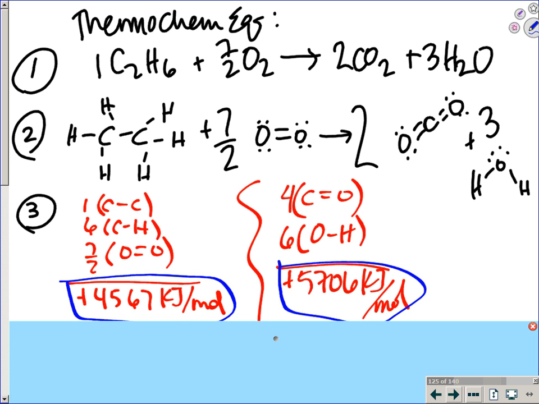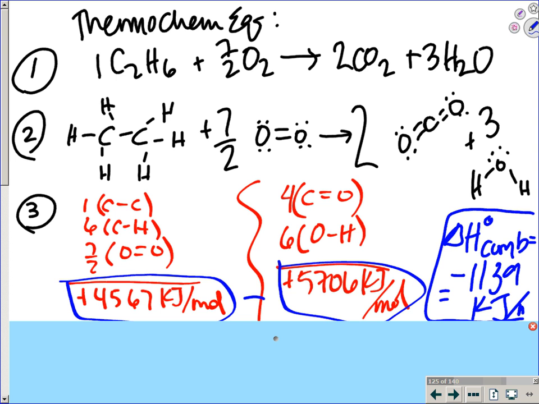On number 4, you would do the delta H equation with broken minus formed. Okay, so reactants minus products, right? Broken minus formed. So 4,567 minus 5,706. What is this? Negative 1,139 after halving 2,278? Okay, so it's exothermic. Delta H of combustion is exothermic, and with respect to the combustion of 1 ethane, it will release overall through combustion 1,139 kilojoules. So for 1 mole of ethane, it'll release this amount of energy.